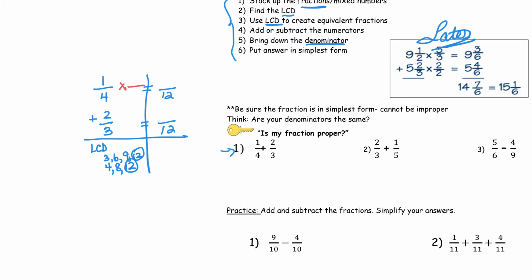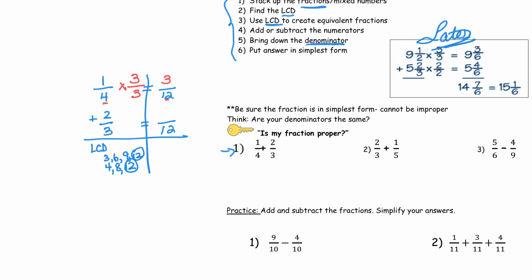If I see that my denominator is going to be 12, what I do is I say to myself, okay, 4 goes into 12 how many times? 3. So I know that 4 times 3 is 12. So whatever I do to the bottom, I have to do to the top. So now it's 3 times 1, which is 3. So 1/4 is equal to 3/12. All I did was create equivalent fractions.